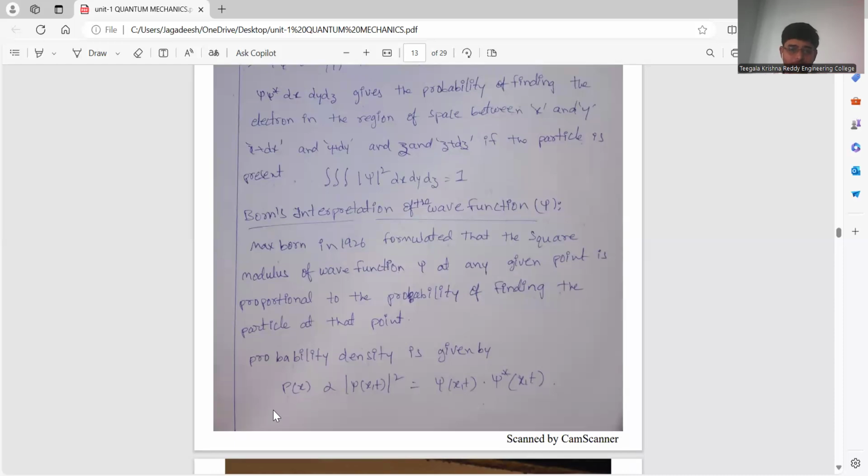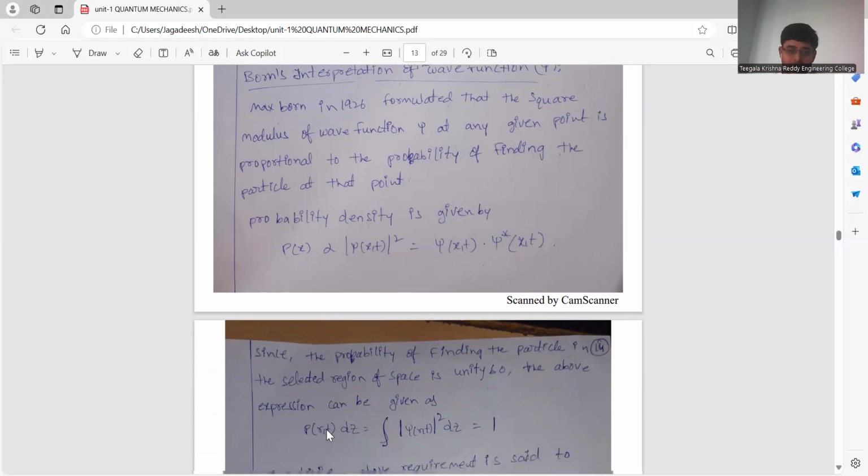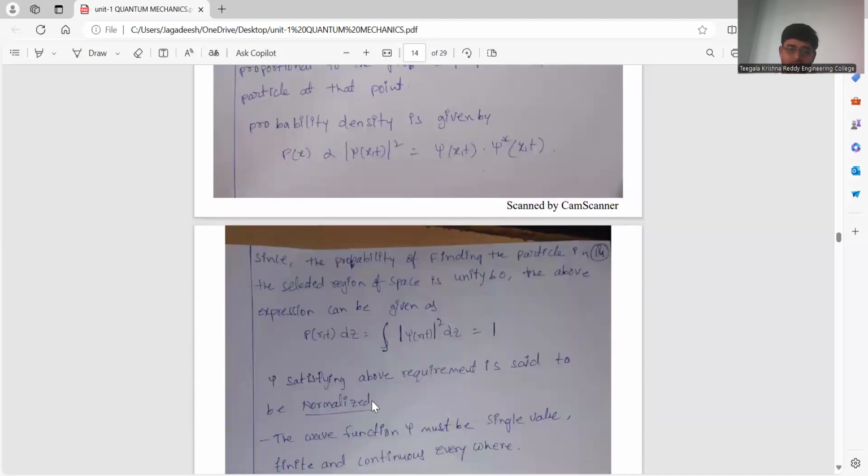Probability density is given by P(x), which is directly proportional to mod psi(x,t) whole square, equal to psi(x,t) psi star(x,t). Since the probability of finding the particle in the selected region of space is unity, the above expression can be written as the integral of mod psi(r,t) whole square dv equal to 1. Psi satisfying the above requirement is said to be normalized. One is nothing but normalization.